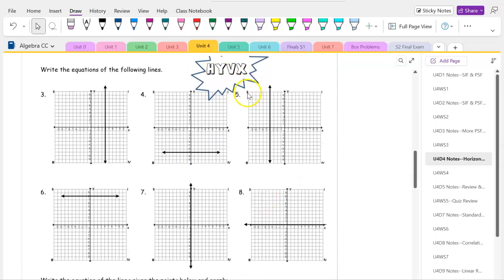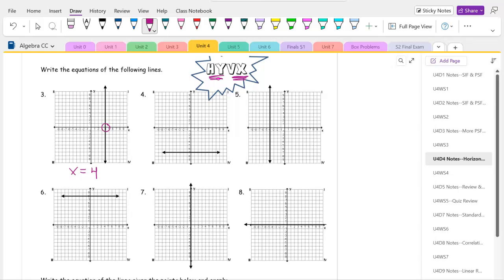All right, so in our last unit, we introduced the idea of HV's. Horizontals are y equals and verticals are x equals. That is still in play here. So the first thing we want to do is identify what type of line we have. So for example, number 3 is vertical. That automatically means we are in x equals, and we hit the x-axis at 4. And that's it. That's our equation.